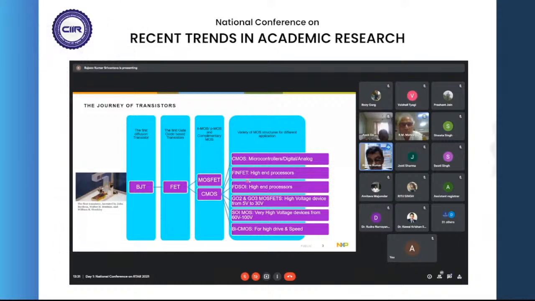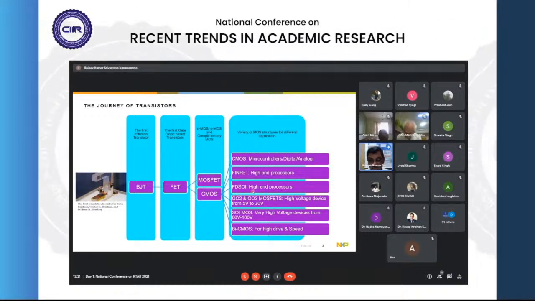Then we have FinFET, which is a new innovation. Of course, it started from Intel, but now it's also adopted by TSMC. So this is available for any company who wants to make it, and this is available beyond 16 nanometer. FinFET is basically used for high-end processors. All the recent microprocessors which are running at high speed and have a lot of compute power are using FinFET. Also, we have FDSOI, which is also used for high-end processors. FDSOI is different from FinFET, as you all know.